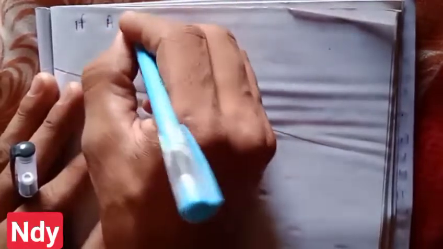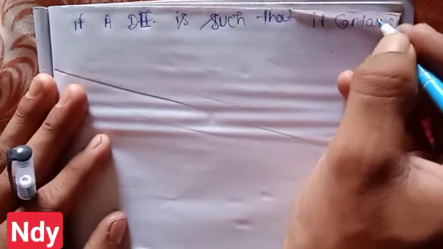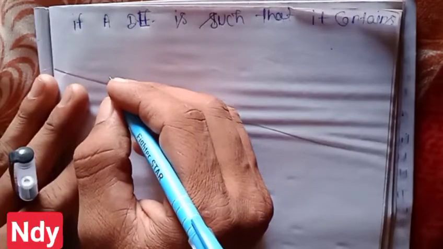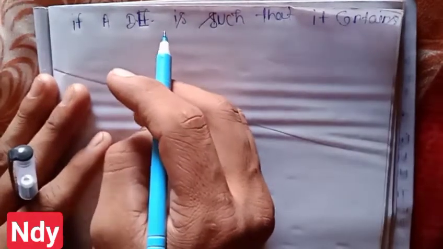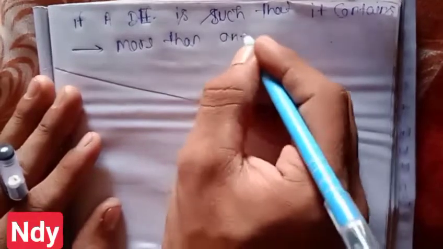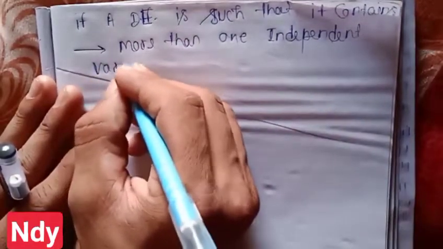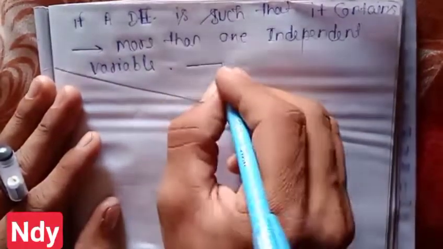Similarly, if a differential equation is such that it contains more than one independent variables and derivative of dependent variables with respect to independent variables, this means when more than one independent variables, what do we call a partial differential equation.